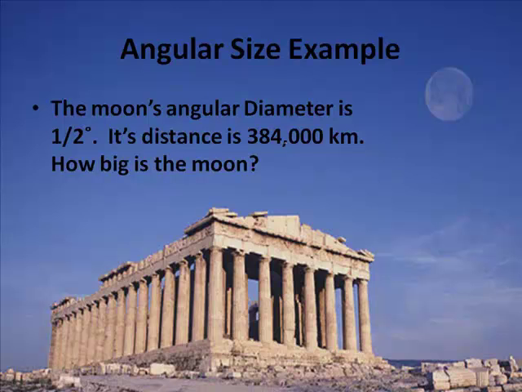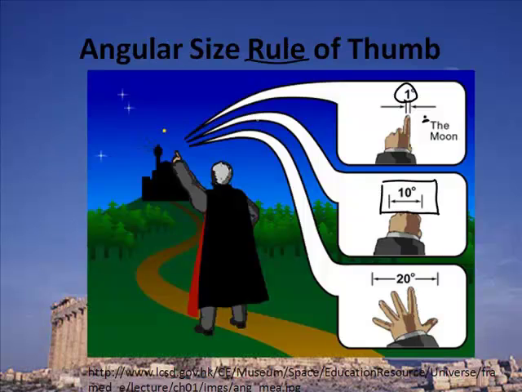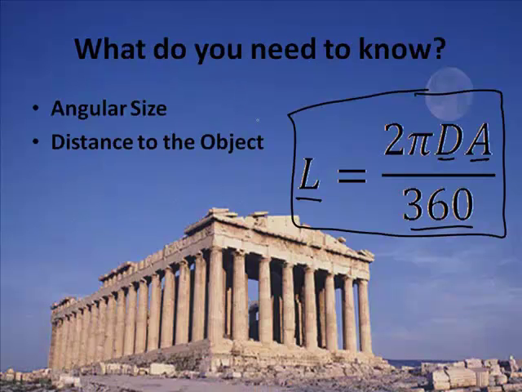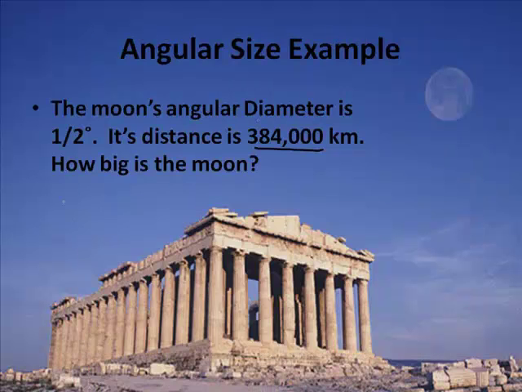The moon's angular diameter is 1/2 degree. Its distance is this right here, 384,000 kilometers. How big is the moon? Now what's our equation? Well, let's go back. That's that L thing, right? L equals 2 pi dA over 360, right?